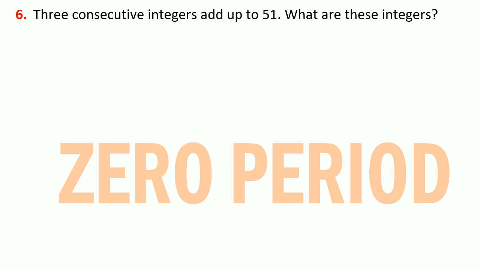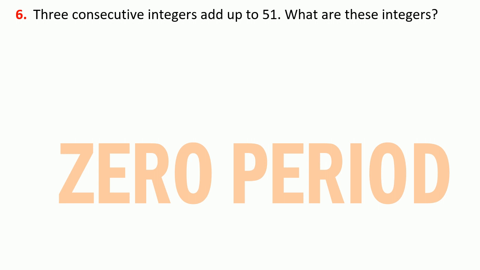This is question number 6. The question said 3 consecutive integers add up to 51. What are these integers? Children, there are 2 ways to assume the numbers. Because the numbers are consecutive, we can take 3 numbers continuously in 2 ways.